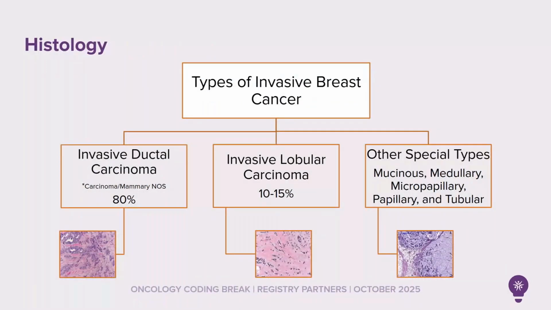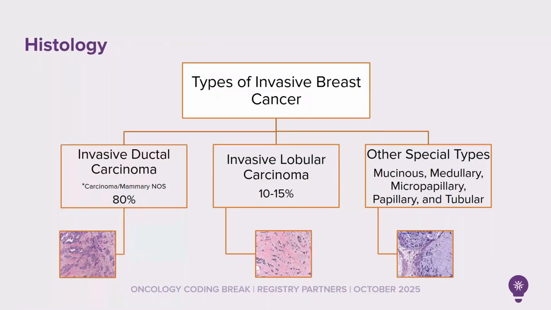According to Johns Hopkins Medicine, the most common type of breast cancer is invasive ductal carcinoma, which comprises about 80% of the diagnosed breast cancers. This also includes carcinoma NOS and mammary carcinoma NOS, which are assigned 8500/3 per the breast solid tumor rules.